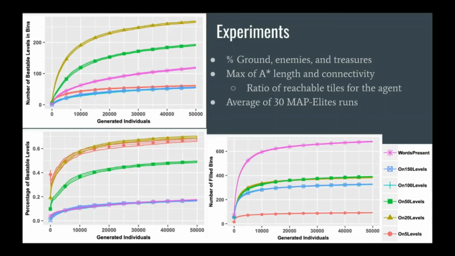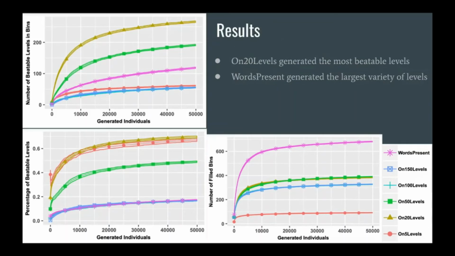These experiments are also over the average of 30 MapElites runs. As you can see from the plots on the left, the first-20-levels GAN generated the most beatable levels as well as the highest percentage of beatable levels. And as you can see from the plot on the bottom right, the words present GAN generated the largest variety of levels, although a lot of those levels were unbeatable.